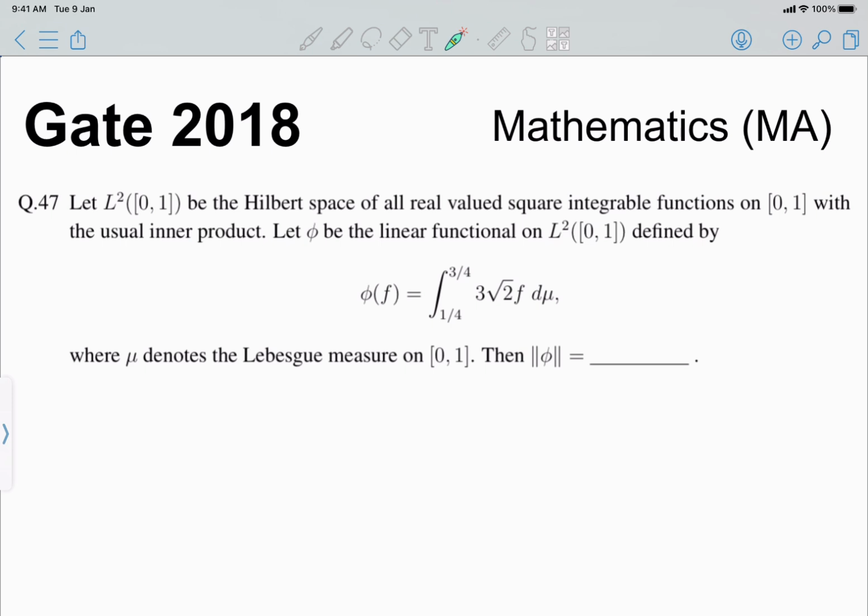Okay, so today we'll solve the GATE 2018 question. This is a question from functional analysis, question number 47. It says: let L2[0,1] be the Hilbert space of all real valued square integrable functions on the closed interval [0,1] with the usual inner product, and phi be the linear functional on L2[0,1] defined by phi of f given by this integral, where mu is the Lebesgue measure on [0,1]. Then you have to find the norm of this linear functional phi.